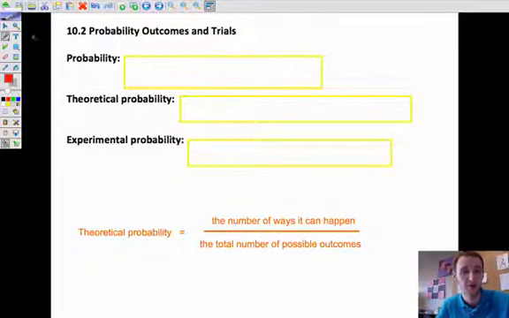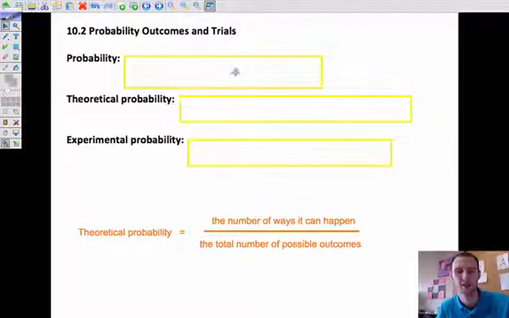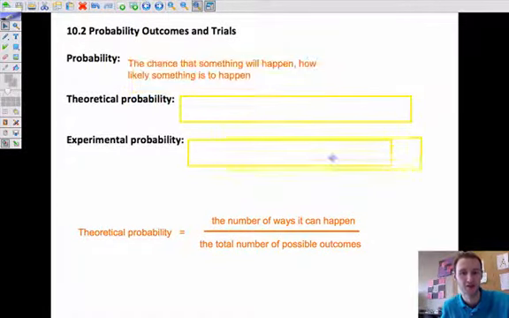Okay, so 10.2 is all about probability, and pretty simple probability. I think most of it is stuff you learned last year in 7 plus. But if we're just looking at a general definition, probability is just the chance that something will happen or how likely something is to happen.